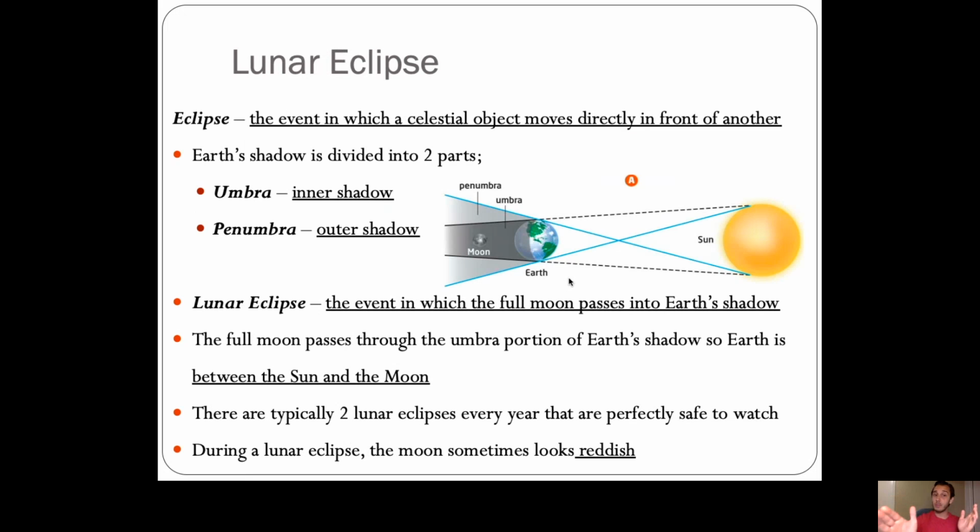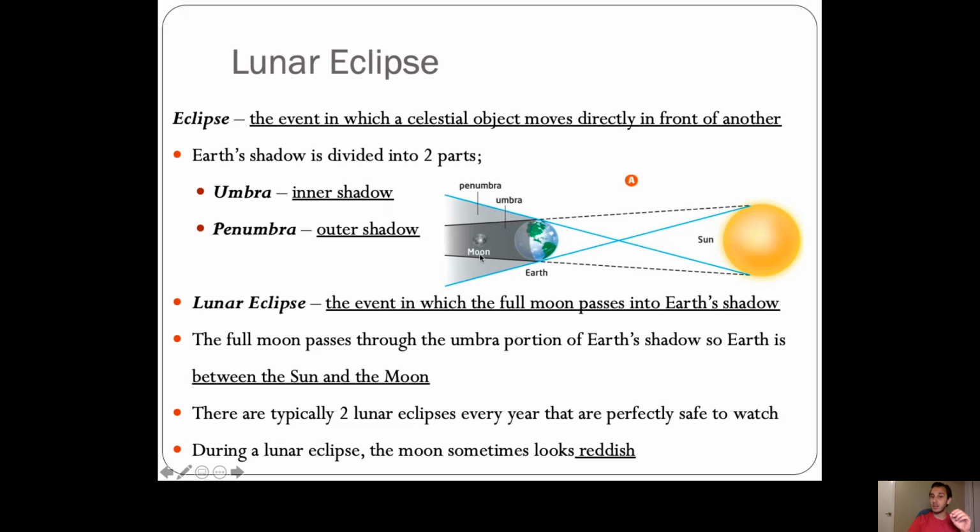Now, you've heard of eclipses. There's two types of eclipse. An eclipse is an event in which a celestial object moves directly in front of another. That's what an eclipse means. So in general, that's what an eclipse is. So a lunar eclipse is a particular kind of eclipse. But before we talk about what a lunar eclipse is, we have to talk about Earth's shadow. And there's two parts. The umbra is the inner shadow, and the penumbra is the outer shadow.